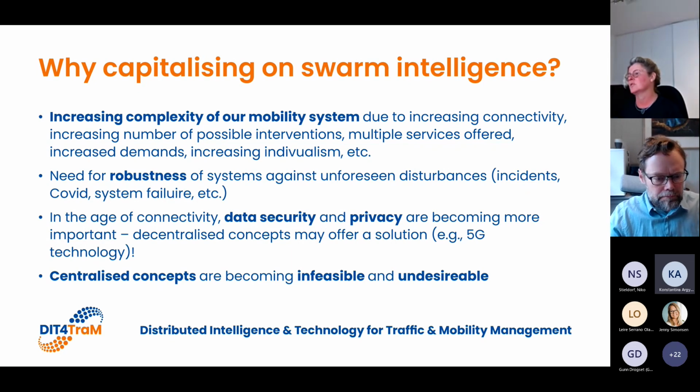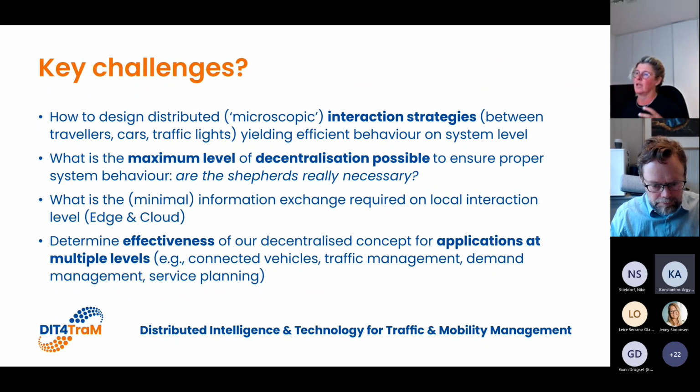But on the other hand, you can also argue that from a human perspective, it's undesirable. If you're going towards a system optimum, will it in the end be profitable for everybody in the system? So these were for us the main reasons to look into the concept of swarm intelligence and to see how that can be applied within the traffic and mobility system.